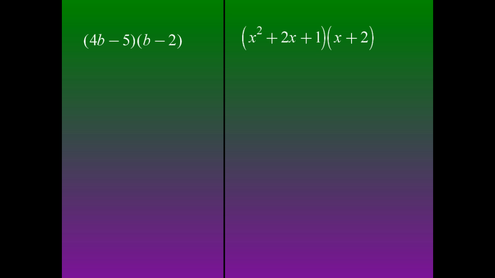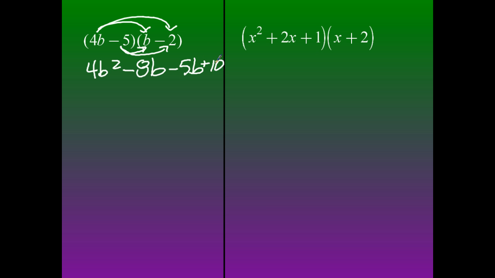Alright, so hopefully on this one you've either done your grid, the 2x2 grid, or we can just use the distributive property. I'm going to use the distributive property here. So I've got 4b times b. So 4b times b is going to be 4b squared. 4b times negative 2 is negative 8b. Negative 5 times b is negative 5b. And then negative 5 times negative 2 is positive 10. Put my pieces together, I get 4b squared. And then negative 8 and negative 5 is negative 13b plus 10.